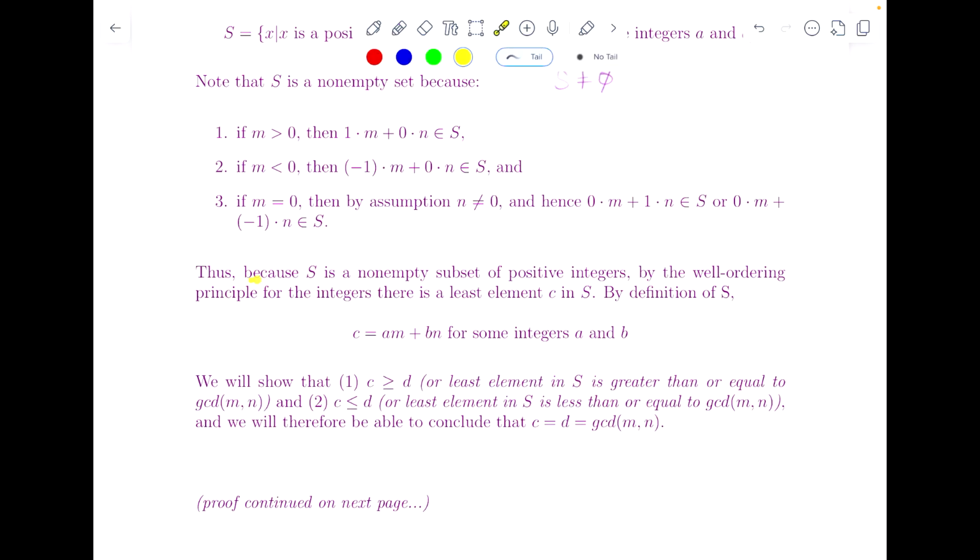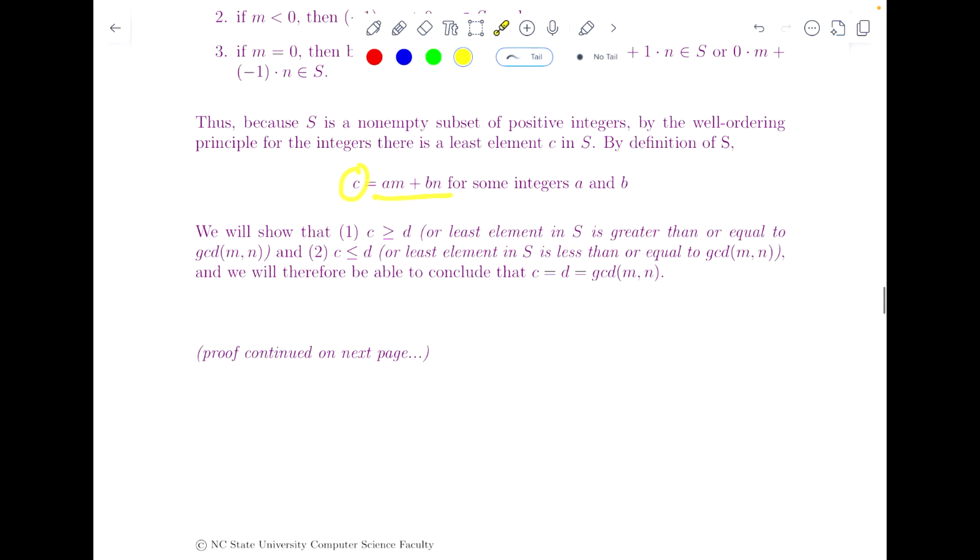Now, because S is non-empty, we can say that the numbers are going to be ordered in the set. So even though sets are unordered, we can write the elements of that set in an order, and we can say that there is a least element. And so by the definition of S, because of the numbers that are in it, I'm going to say c is equal to am plus bn.